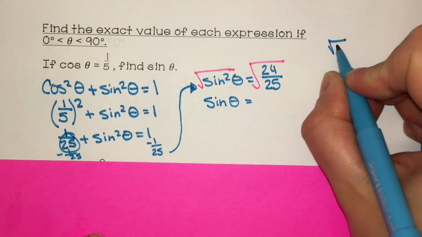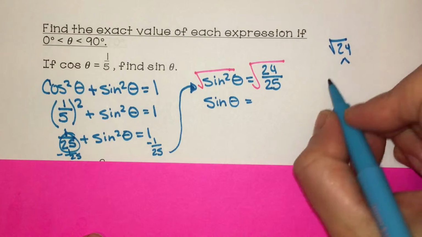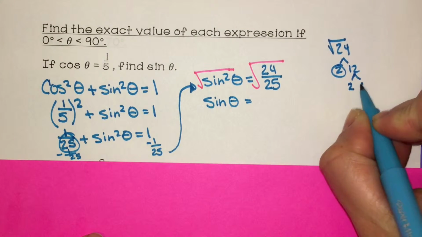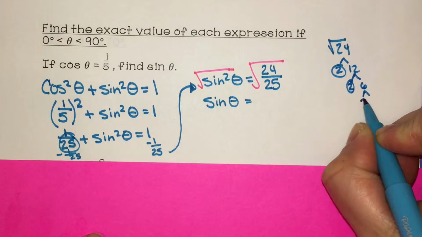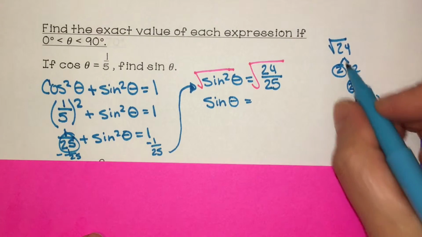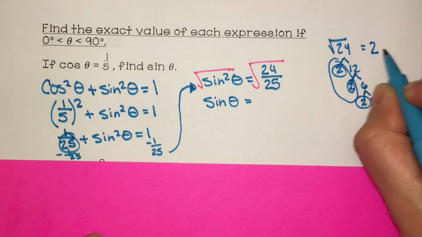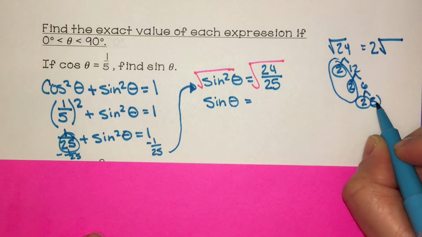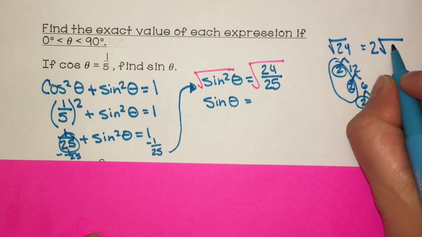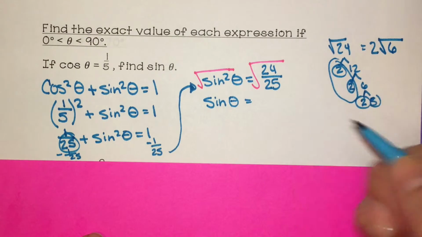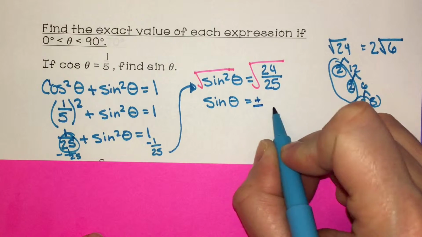So I have to look at what the square root of 24 is. I have to break this down. 24 is 2 times 12. 12 is 2 times 6. And 6 is 2 times 3. Meaning, we have a pair of 2's that can be pulled out. And I'm left with 2 times 3, which remultiplies to 6. Because we're taking the square root, it's either positive or negative.